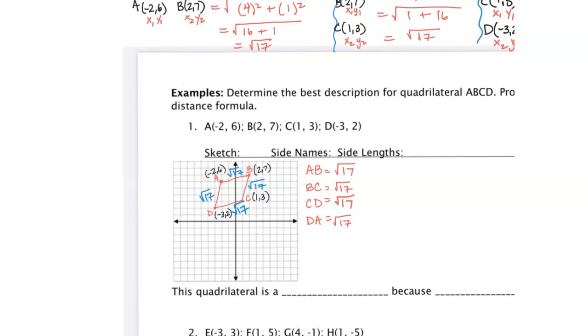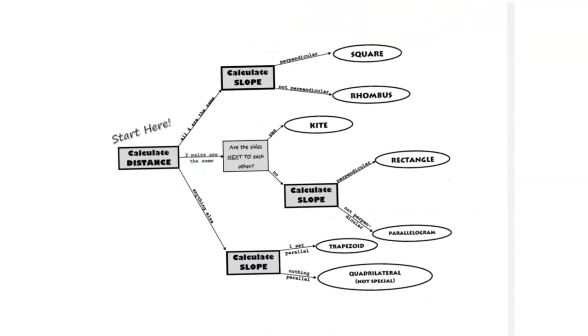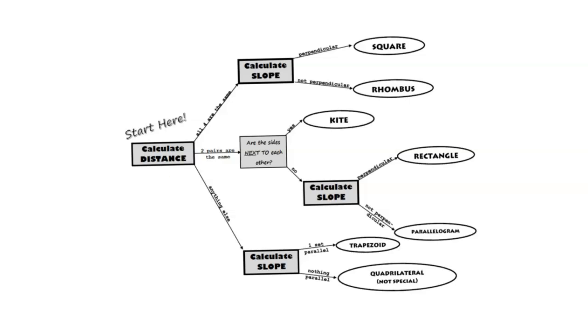Okay. At this point, if you go back over here to our little diagram, they told us to calculate the distance. We just did. We found out that all 4 sides are the same. Since all 4 sides are the same, our next step is to calculate the slope. And what we're going to do is see whether or not we have perpendicular sides or not perpendicular sides. If they're perpendicular, it's a square. If not, then it's a rhombus. So our step number 2 now is to go ahead and calculate the slope.